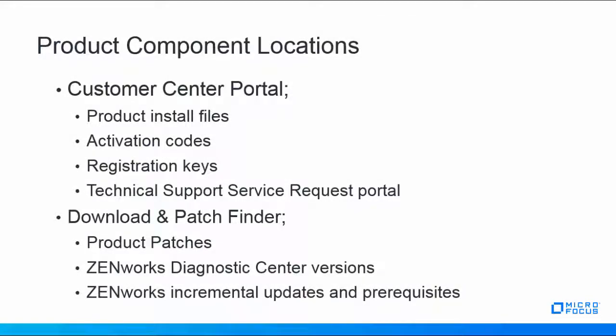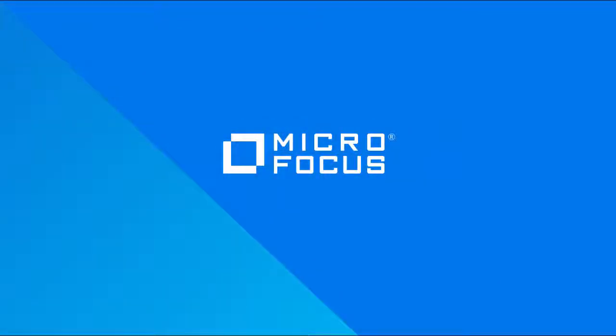Product component locations. You'll find in the customer portal the product install files, any prerequisite files, activation codes, and registration keys. You'll find under the Download and Patch Finder product install files and prerequisites, as well as ZENworks Diagnostic Center and ZENworks incremental updates. This concludes our ZENworks configuration management video on ZENworks 2017 appliance upgrade.